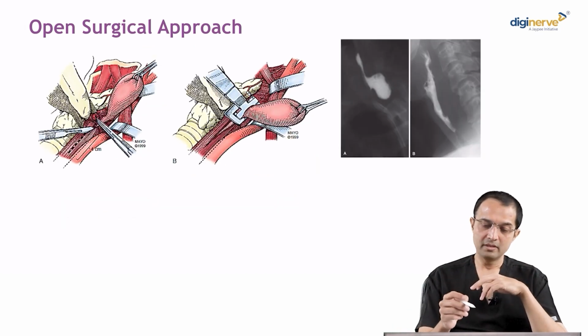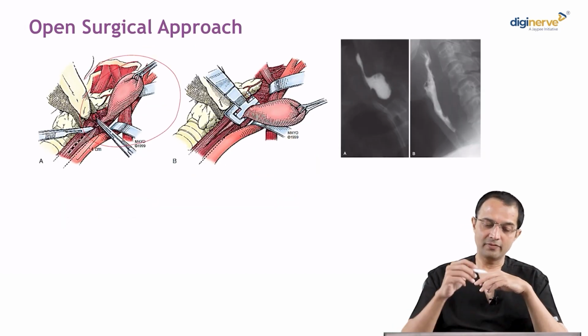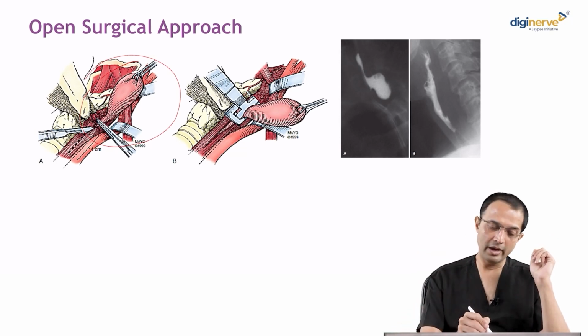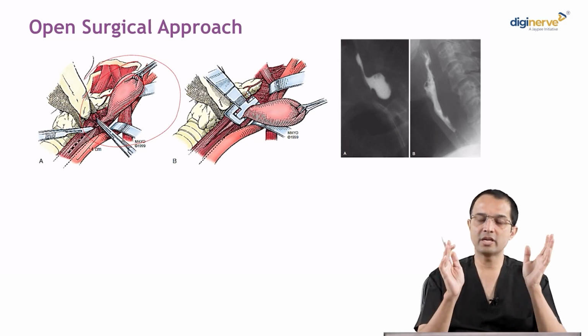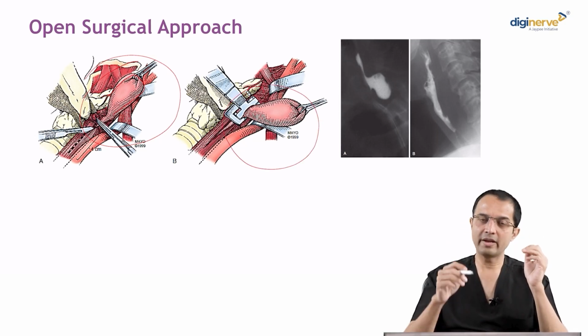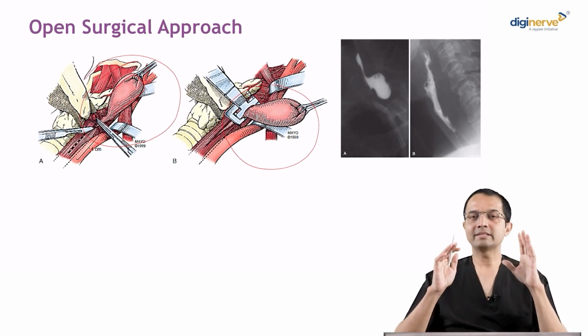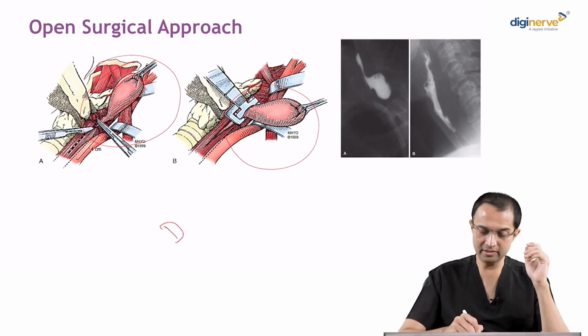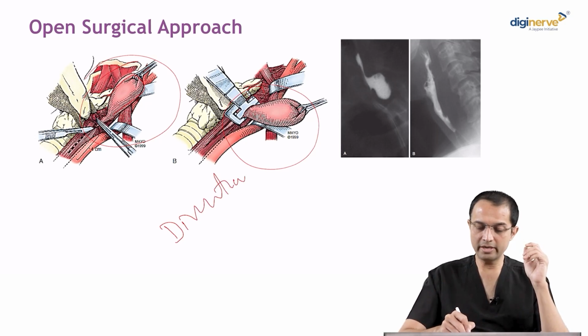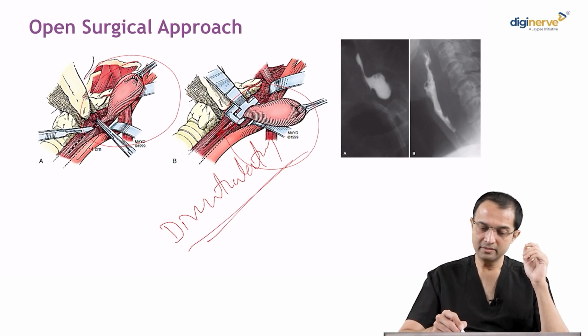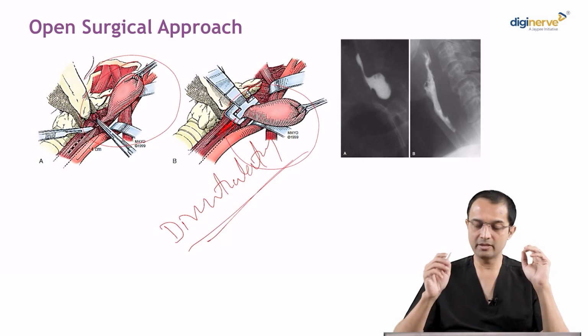This is the open surgical exploration. After doing the neck dissection, you have isolated the diverticulum, dissected it free from surrounding structures, and then you are firing a linear stapler to excise the diverticulum. That is called diverticulectomy. And you can appreciate the myotomy also has been done. The cricopharyngeal myotomy has been done. You have to do both.